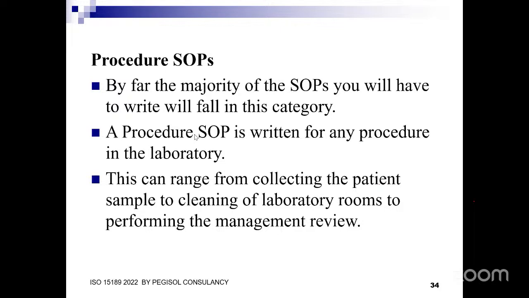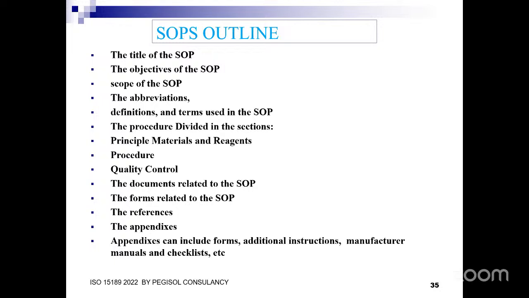Now, an SOP outline can be this: the title of the SOP, the objective of the SOP, the scope of the SOP, the abbreviations, the definitions, terms used in the SOP, procedure divided into sections, the principles, materials and reagents, procedures, the quality control, the documents related to the SOP, the forms related to the SOP, the references, and the appendix, which can include forms, additional instructions, manufacturer manuals, packaging charts, and checklists. All these are outlines for SOP writing in the lab.